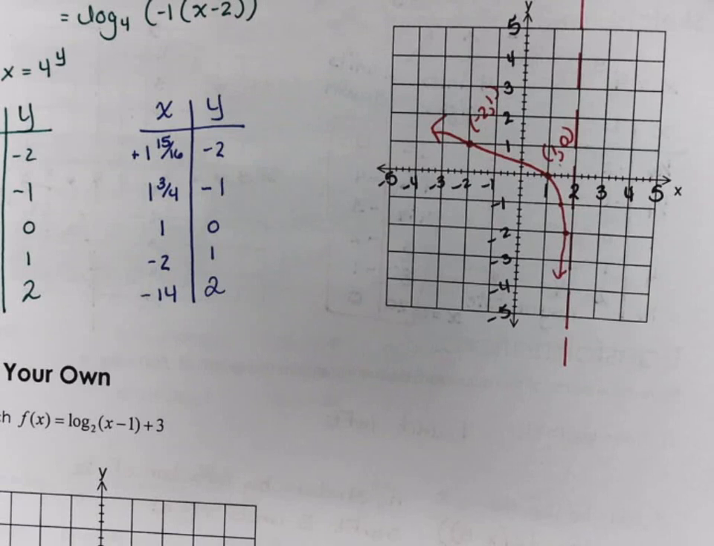We were reflecting in the y-axis, so we should expect that our data is going to be on the left-hand side of the asymptote. Because without a reflection, it's usually on the right-hand side. I think I did my math right.